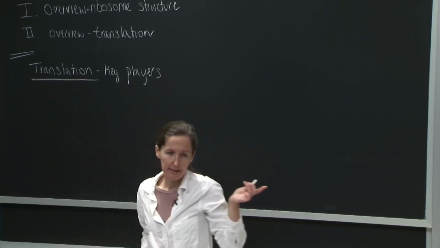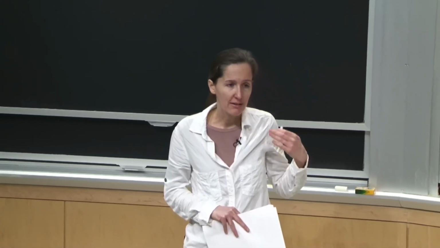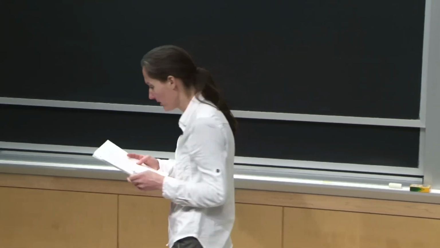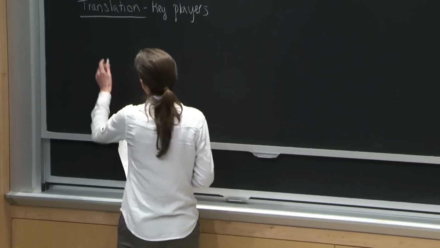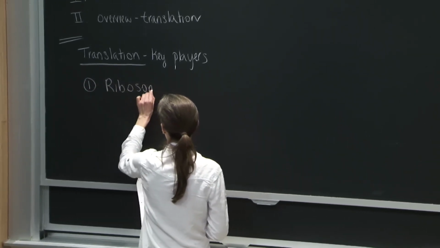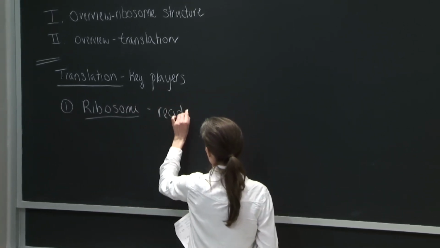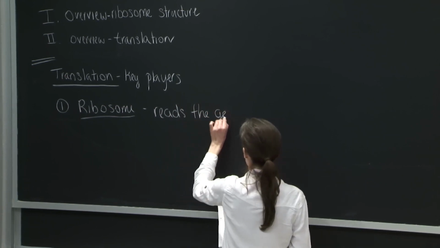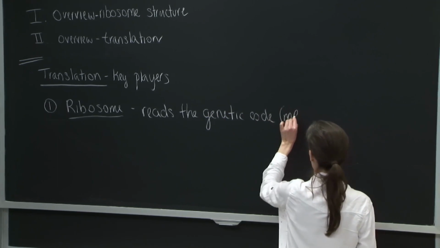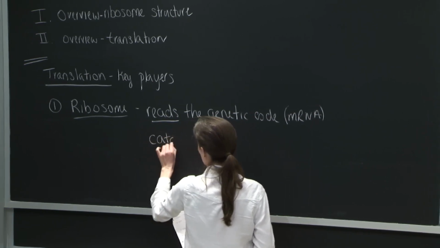Okay, and within this set of lecture notes are several tables that have lists of the players and detailed overall cycle that I encourage you to use just as a reference throughout this module for keeping everything straight. So first, of course, we have the ribosome. Okay, so the ribosome, as we all know, reads the genetic code via the mRNA, and it catalyzes peptide bond formation.